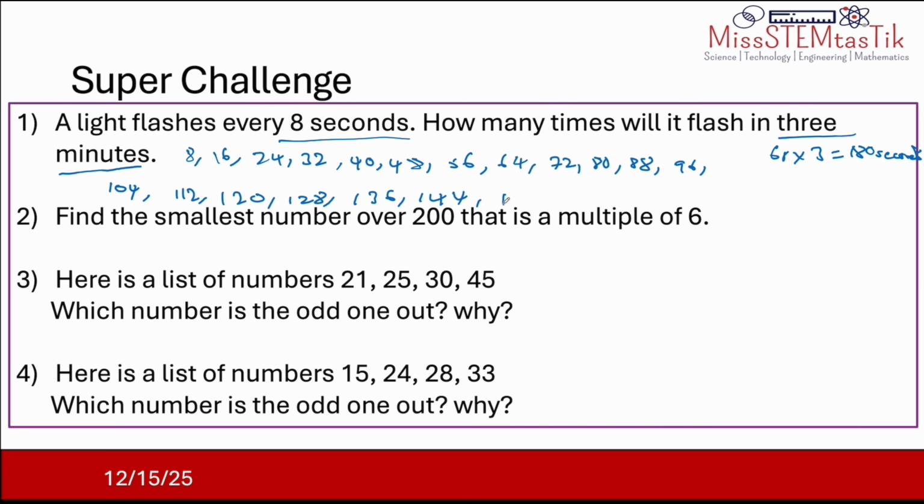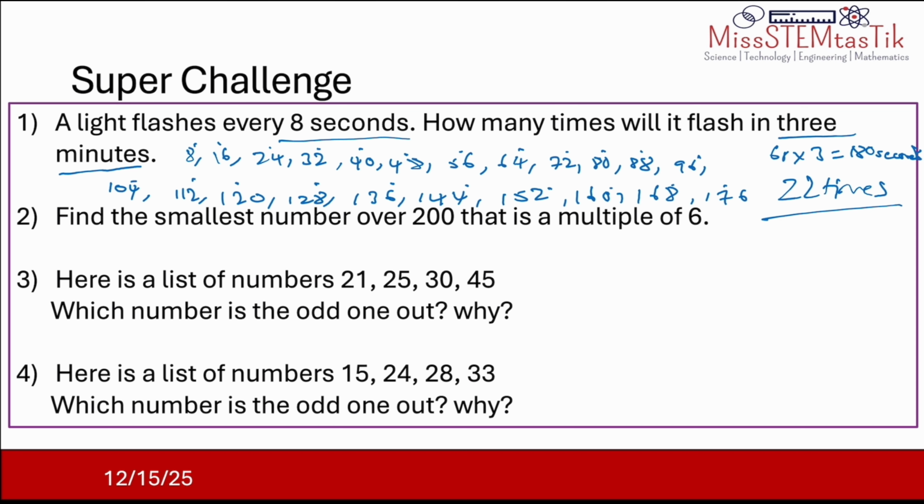So once I've done that, I'm going to count all the multiples of 8 that fit within the time period of 180 seconds. And that will tell me how many times the light flashes in 3 minutes. So my last number is 176. If I add another 8 to that, that would become 184, and that is greater than 180 seconds. So let's go ahead and count these. So 1, 2, 3, 4, 5, 6, 7, 8, 9, 10, 11, 12, 13, 14, 15, 16, 17, 18, 19, 20, 21, 22. So I've got 22 numbers, so that means the light flashes 22 times within that time period.